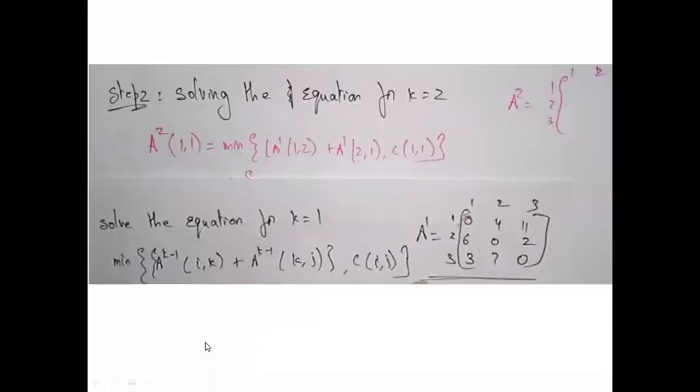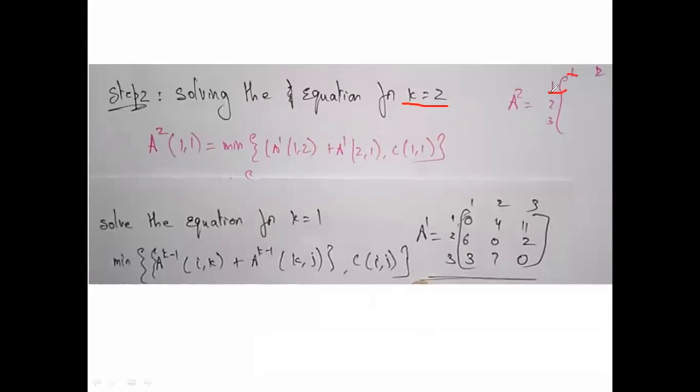Okay, so next, now what is the next step? For k equal to 1 we have found the A1 matrix. This is one result. Now we have to apply that step k equal to 2. Okay, k equal to 2, again from that same equation. So A square of 1, again a new matrix, 1 to 1.